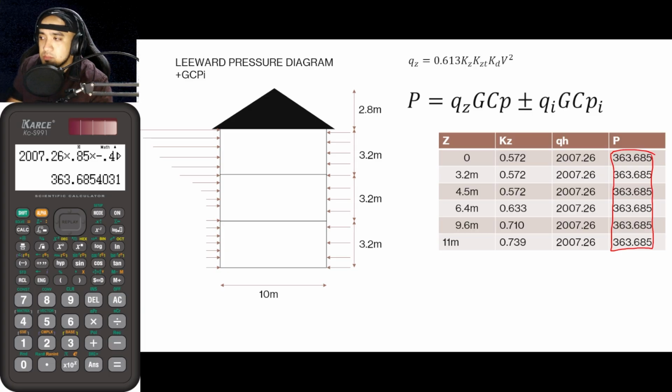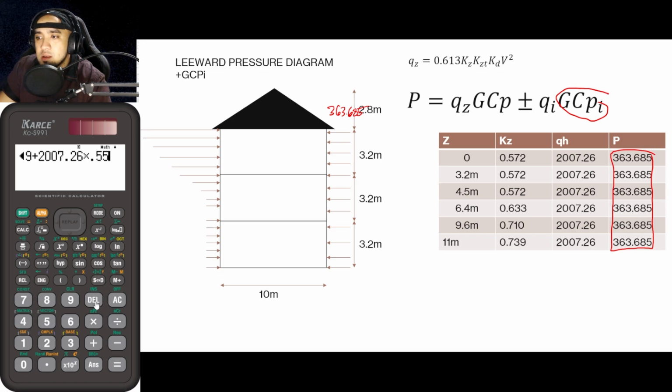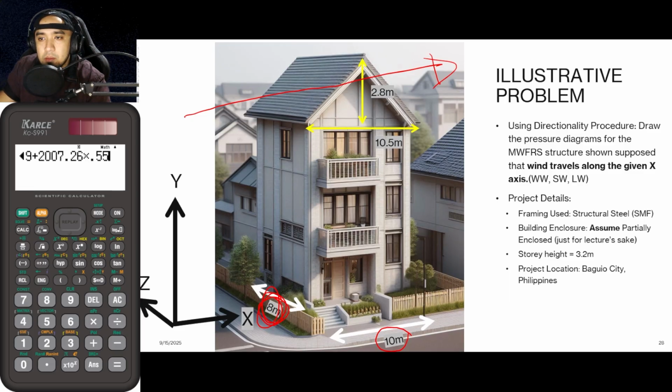It means that it is pushing the building from the outside. Okay, so in that case, this is 363.685. So if ever the value for GCpi would be smaller, I think this should be negative. Okay? So why? For example, guys, if ever we chose this building not to be partially enclosed, if we are to go back here, because this is partially enclosed, what if, for example, in our computation, it is not partially enclosed, rather it is enclosed.